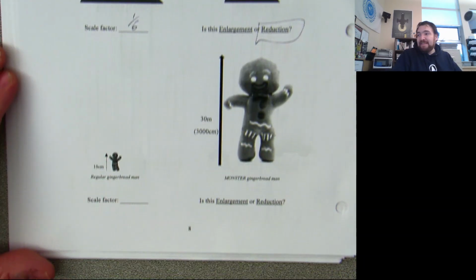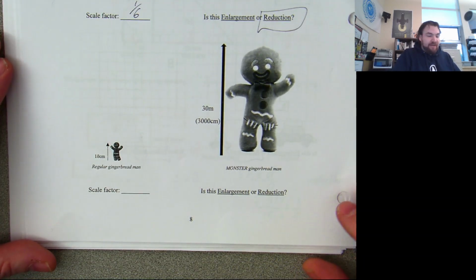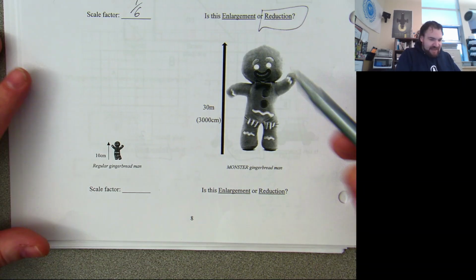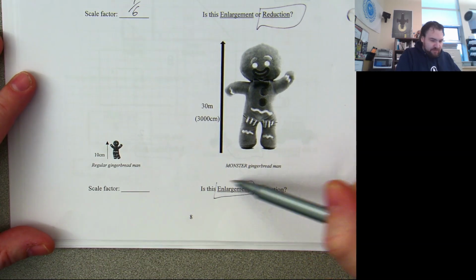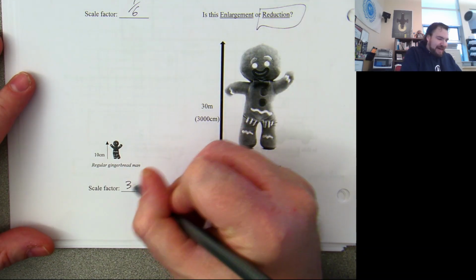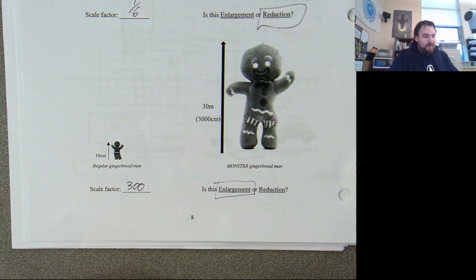Cool. And then the gingerbread man from Shrek. This is an enlargement, a terrifying enlargement. The scale factor is 300. It is 300 times bigger.